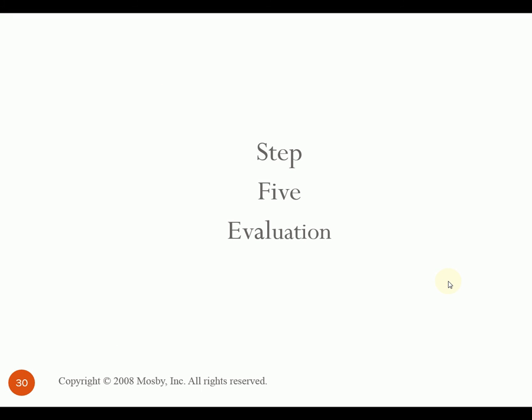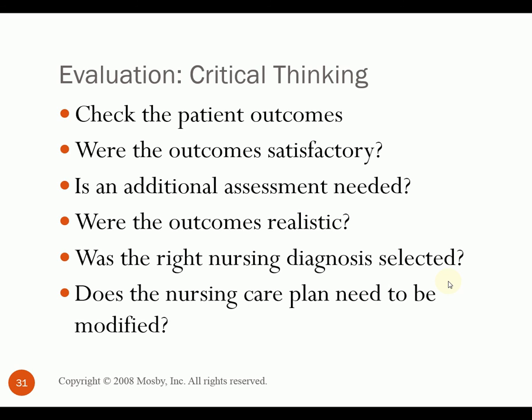So step 5 is evaluation. Most important that you do your evaluations, because you can sit there and do your interventions all day long, and if you're not having any results and you don't change your interventions, then you're not doing your evaluations. If you're doing your evaluations, you would know to change your interventions. So, critical thinking, evaluation. Be sure you check the patient outcomes. Were the outcomes satisfactory? Did the patient reach the goal? Is additional assessment needed? Maybe something else is going on. Maybe this intervention is just not doing what we need it to do.